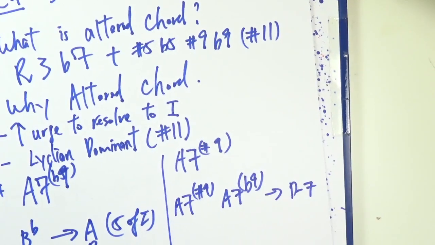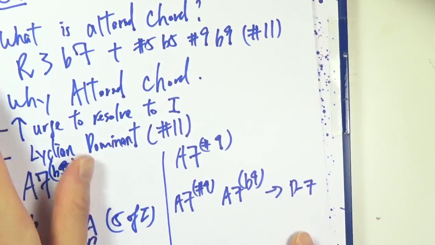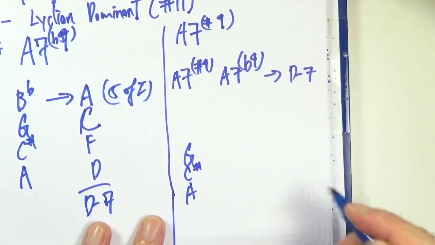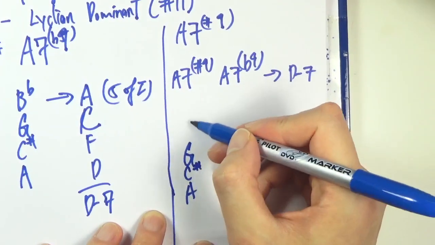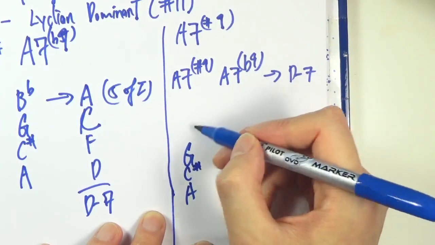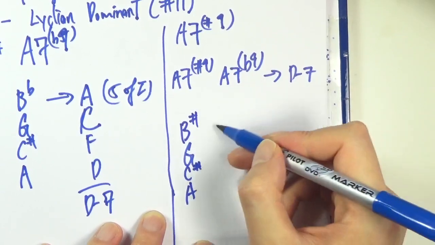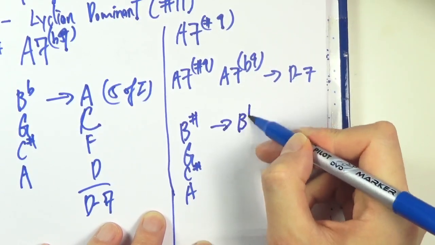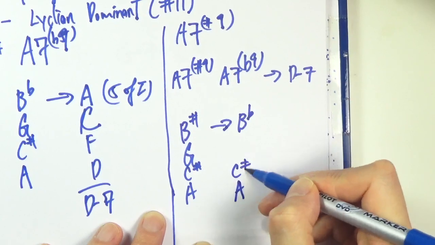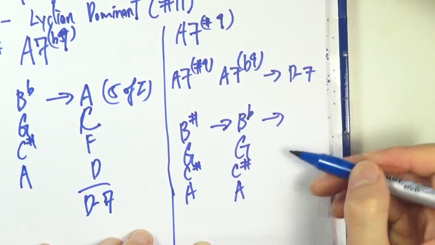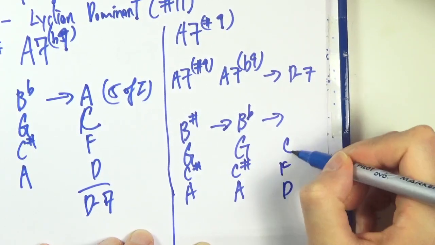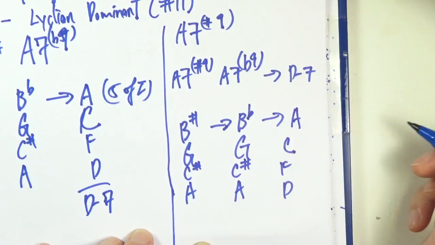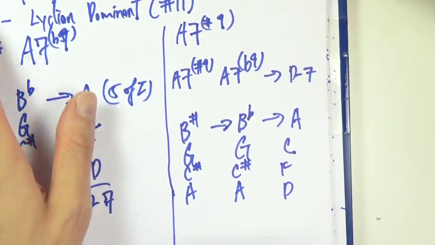Okay, so A7 sharp 9, oops, sorry, A7, so A, C sharp, G, sharp 9, that's a B sharp, going into a B flat, and then you have the same shell, obviously, and you have just D, F, C, and then A, so that's your D minor chord.